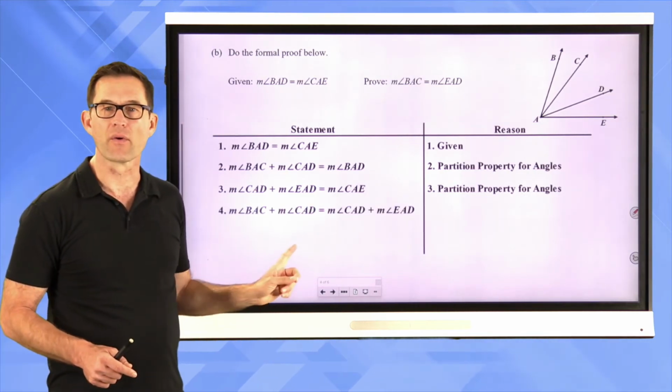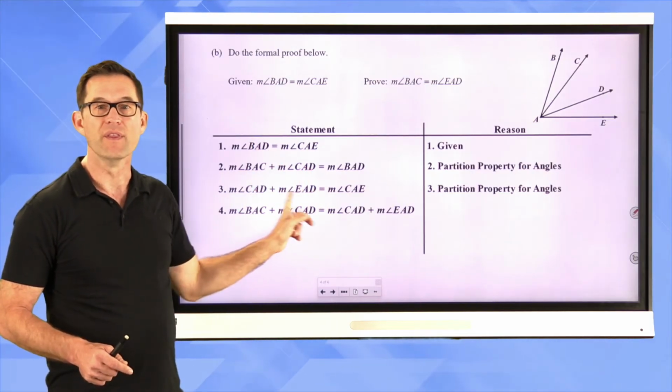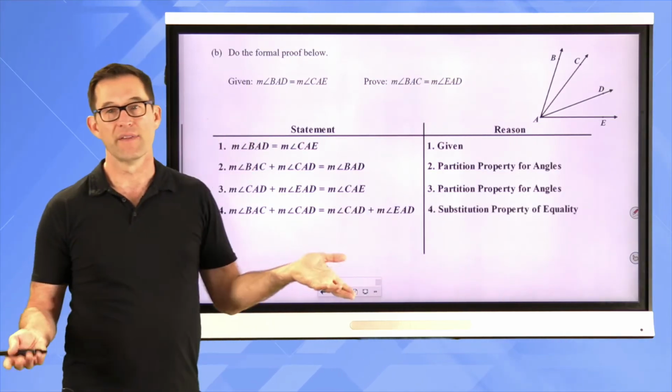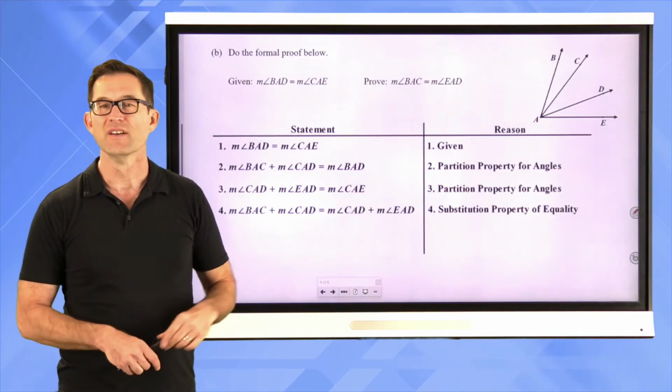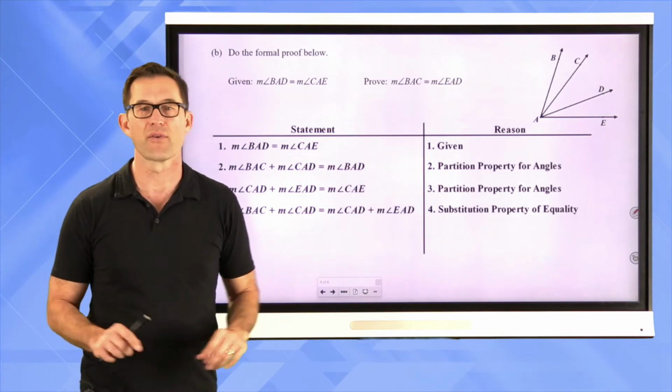This is a little bit long, but I can take this sum and substitute it in here, this sum and substitute it in here to get this line, and that's my substitution property of equality, or just substitution. So if you have given, partition, partition, substitution, awesome, nothing wrong there.